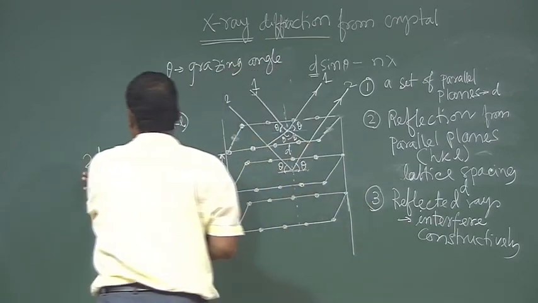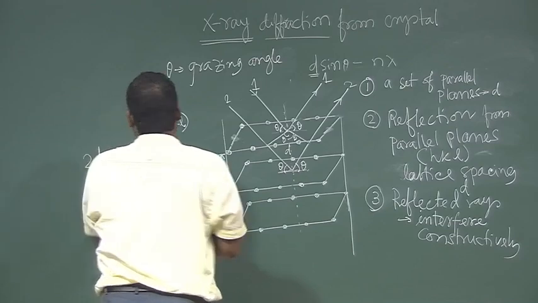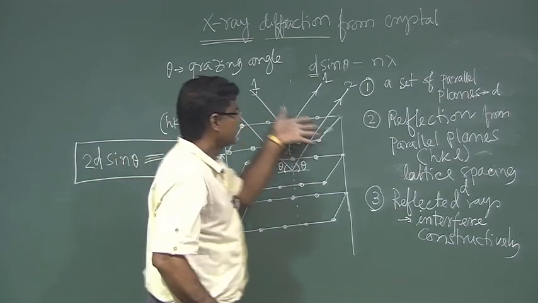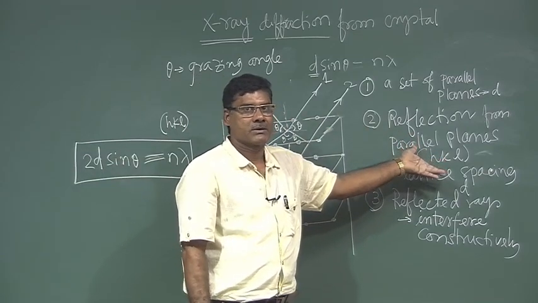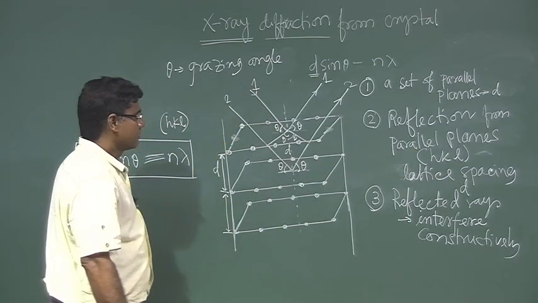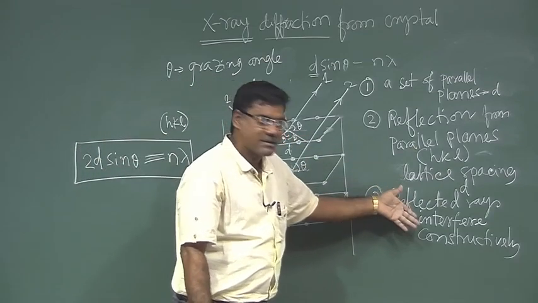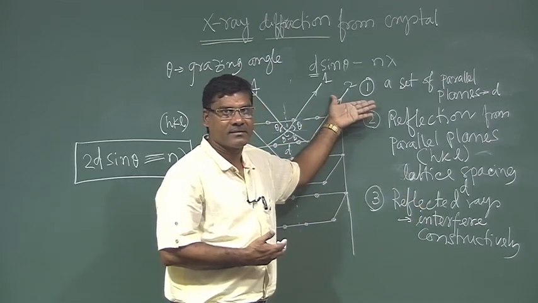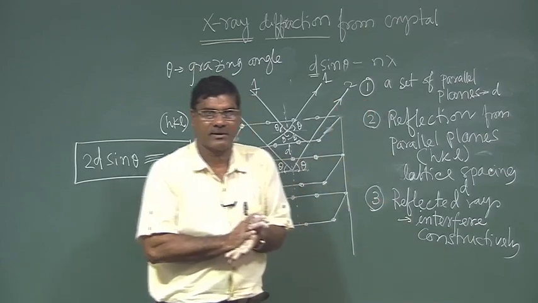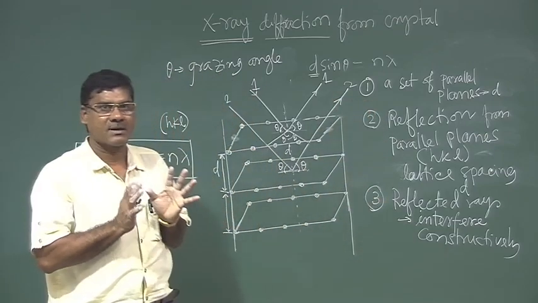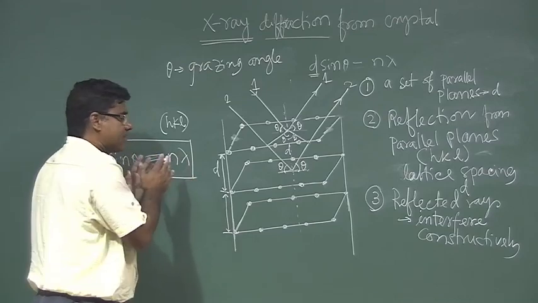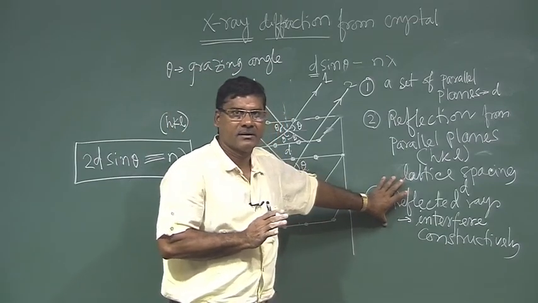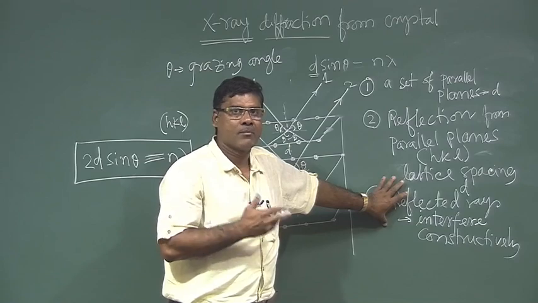This is the relation they established based on the model of reflection. It is difficult to say why they considered the reflected rays and why they will interfere constructively, but that was the assumption, that was the model, and they got this relation, and this relation satisfies all experimental results. That means their assumptions are correct, so their model is correct.